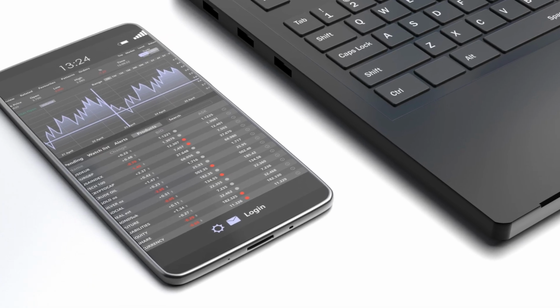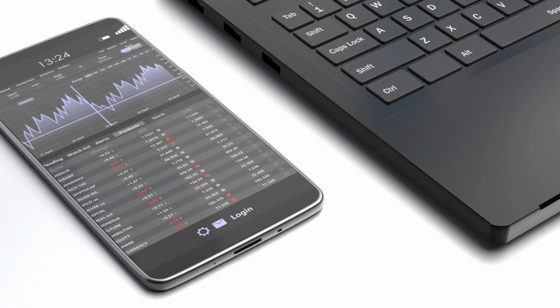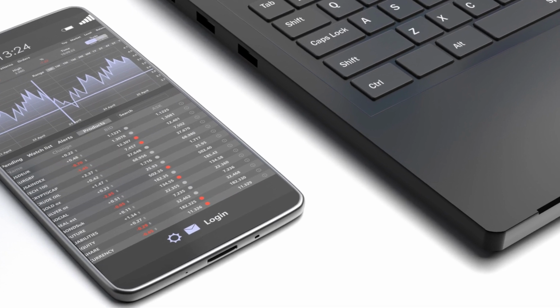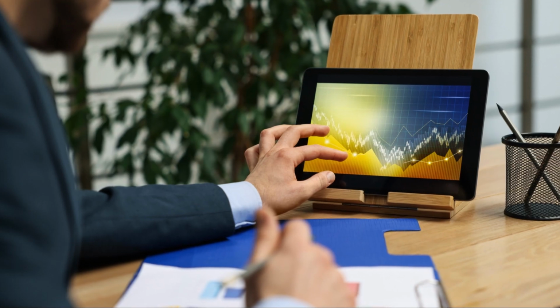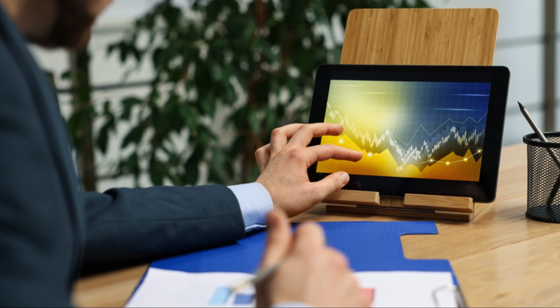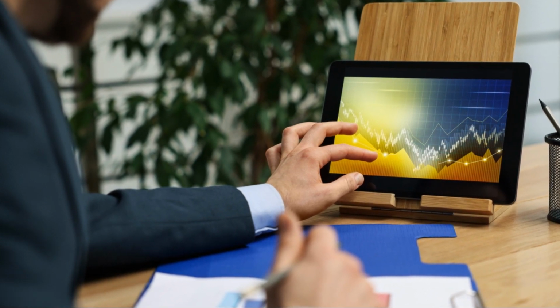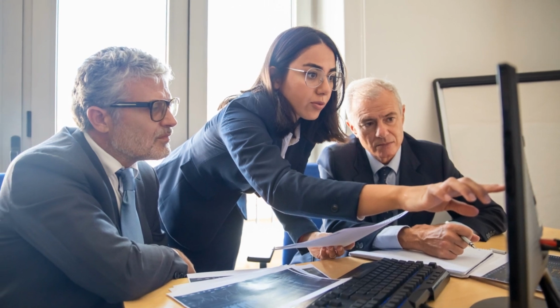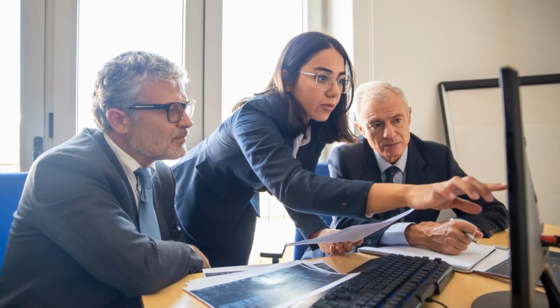2. Open a trading account. After choosing your broker, open a live or demo account. A demo account allows you to practice trading without risking real money. 3. Learn the basics. It's essential to understand concepts like pips, leverage, and margin. Pips measure price movements. Leverage allows you to control a large position with a small amount of capital, and margin is the money required to open a trade.